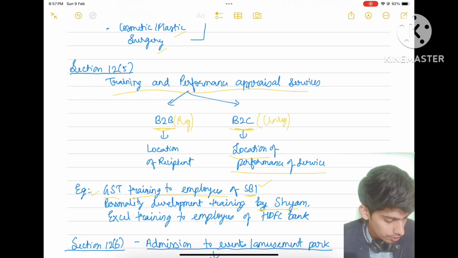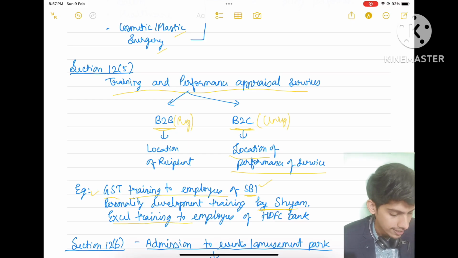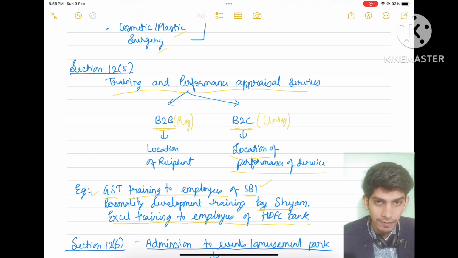Excel training to employees of HDFC Bank. Since HDFC Bank is a registered person, and for this training ITC will be available to HDFC Bank, we will take the location of HDFC Bank as place of supply.